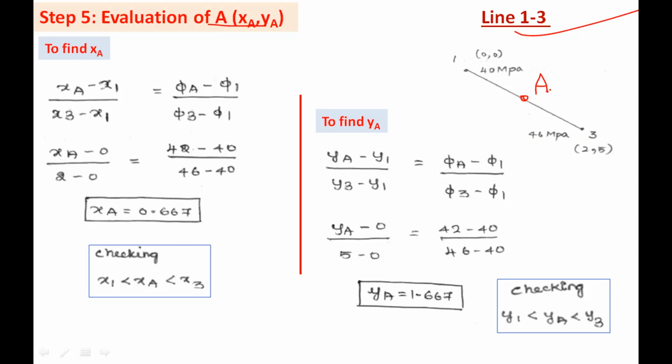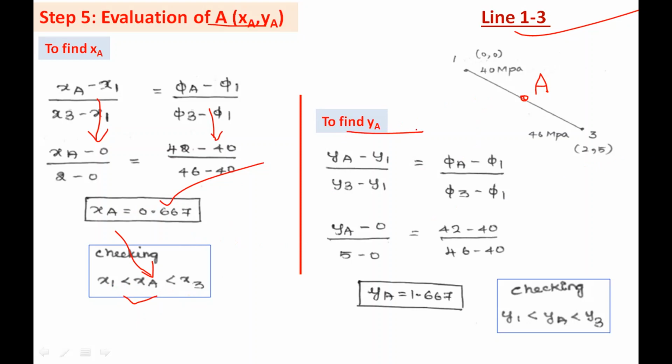For that, first we will take XA minus x1 divided by x3 minus x1. On the right hand side we will get phi A minus phi 1 divided by phi 3 minus phi 1. Substituting the coordinates value and the nodal parameter value, we are getting XA equal to 0.667. So we can do checking also. This XA value should be in between x1 and x3. x1 is 0, x3 is 2, so we are getting it correctly.